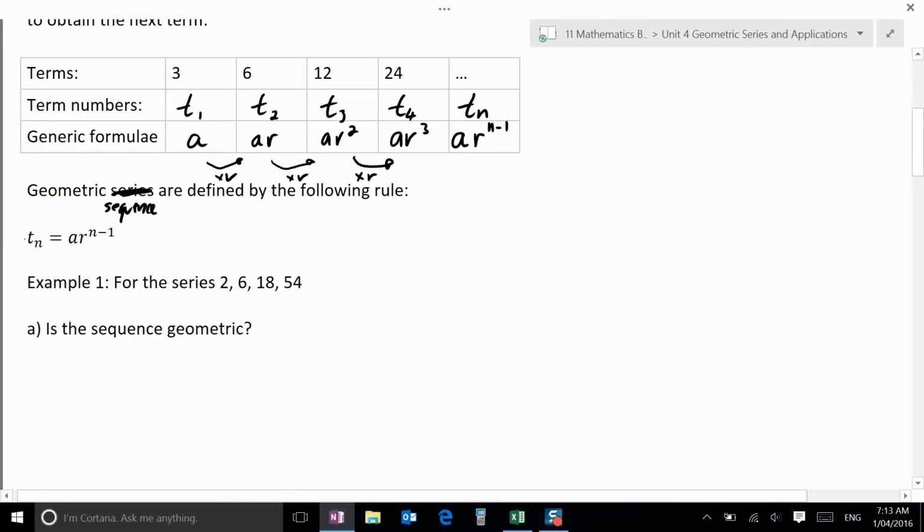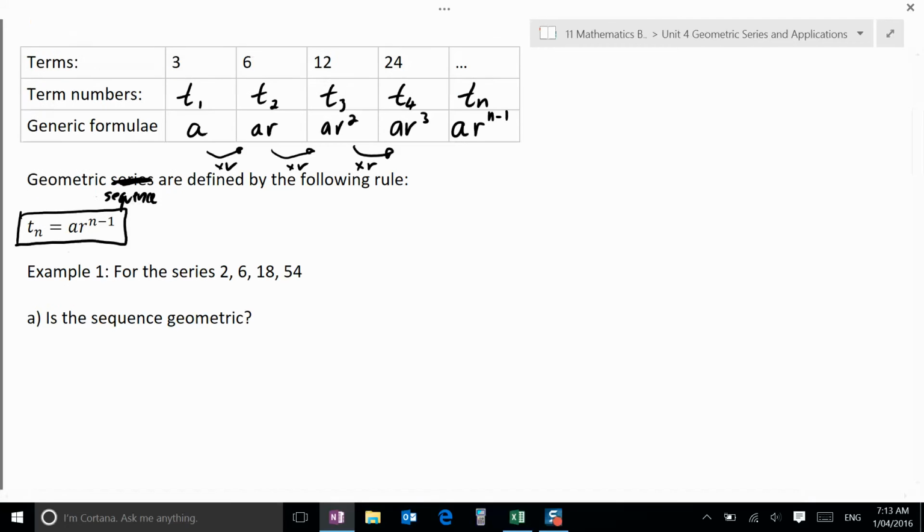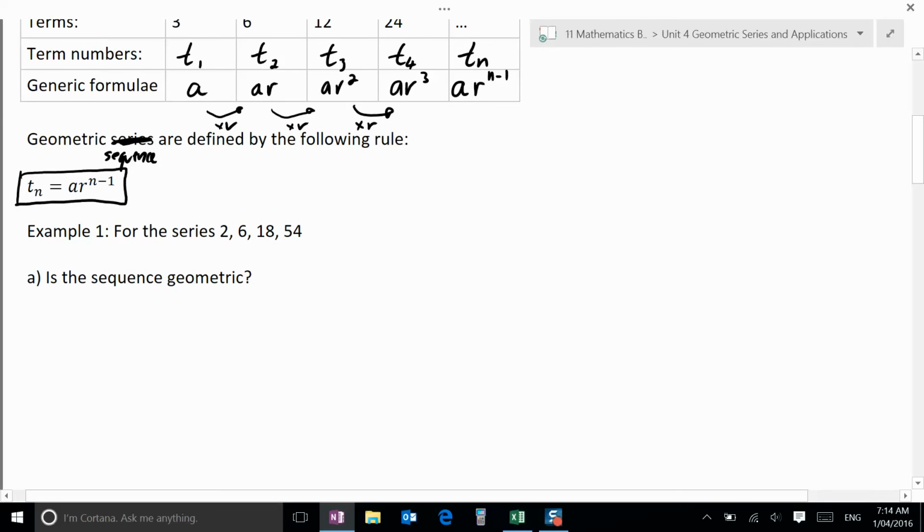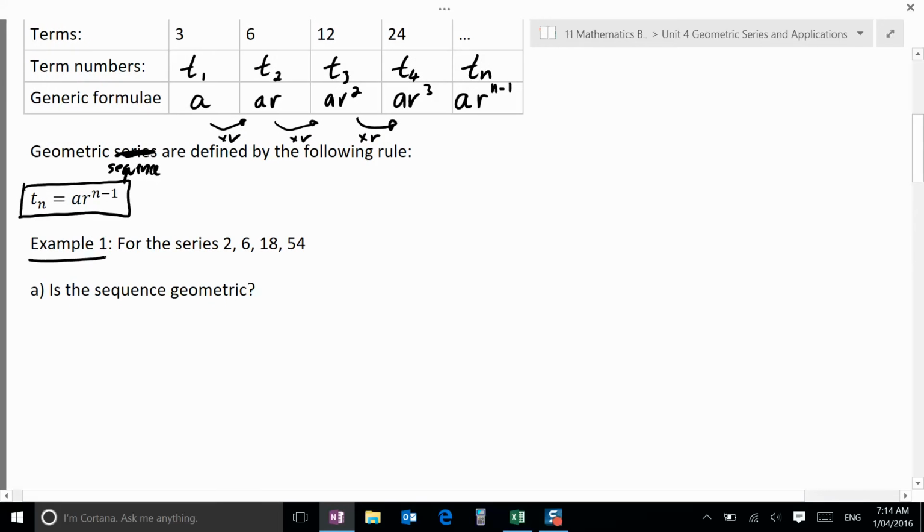So this thing that we just developed, we put in a big box since we're going to be using it all the time, every day. All right. So let's have a look at an example to use some of these ideas. We've got a sequence.